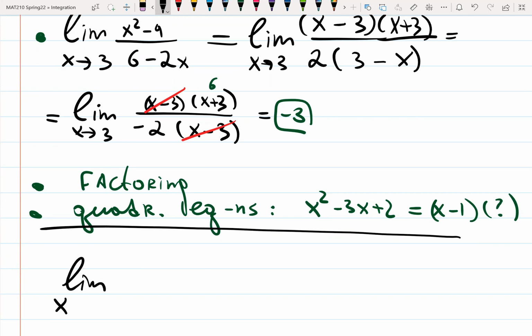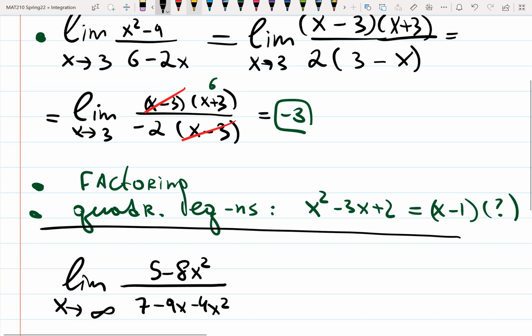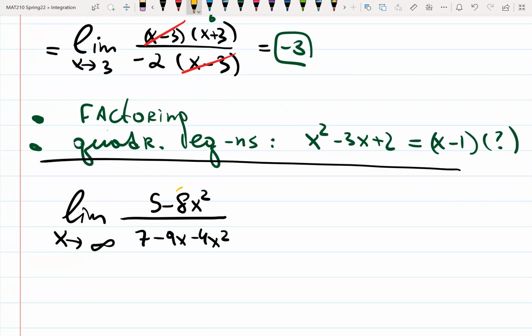Limit at infinity. Find the leader of the top. 5 minus 8x squared over 7 minus 9x minus 4x squared. Find the leader of the top. Minus 8x squared is the leader of the top. Minus 4x squared is the leader of the bottom.